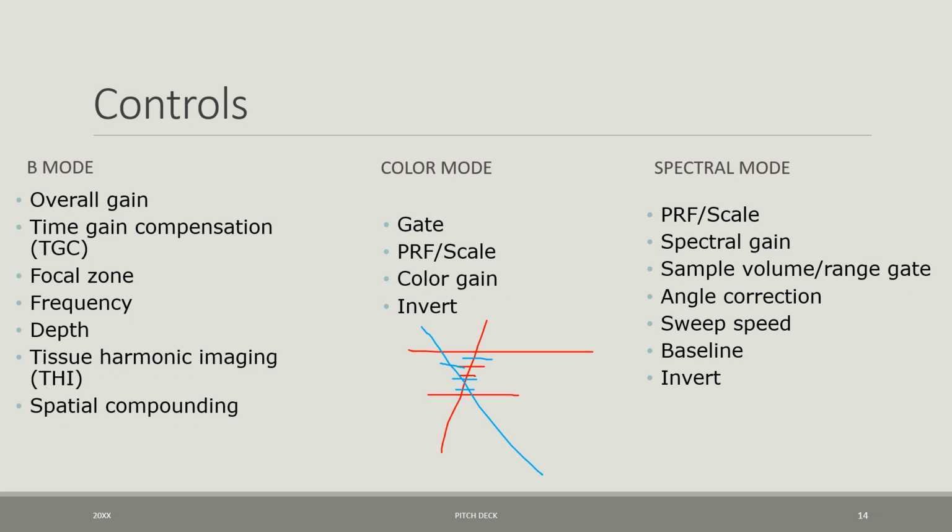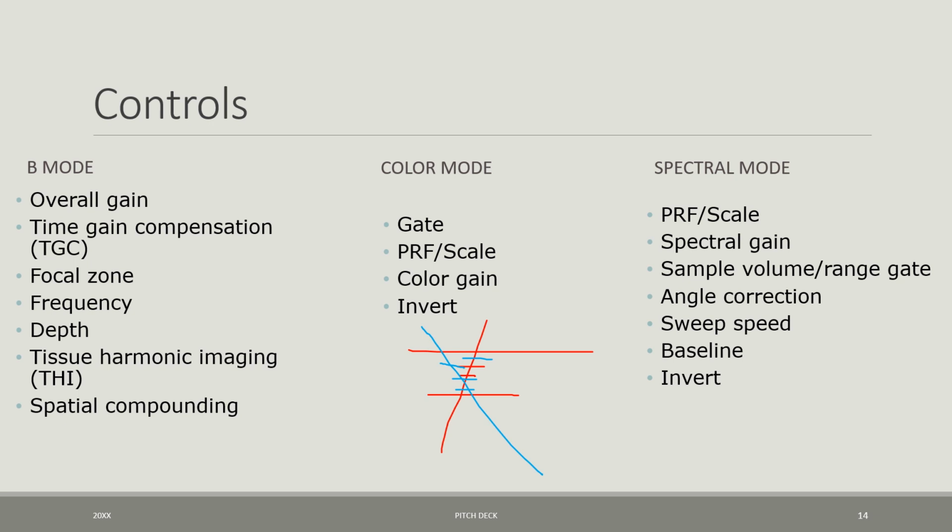We can turn our color gain up or down. When we turn our color gain up, it does more with less signal. So if I'm not getting a lot of information back from my equipment, by turning up my color gain, it's going to increase what it's doing with the input it's getting. And then we can invert it, where we take red to blue or blue to red.